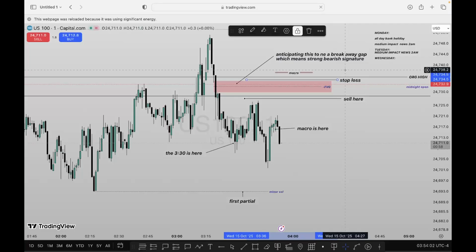This price is tapping into that inversion FVG right here, and see how it's pulling away from it immediately. That's feedback. That's good feedback.